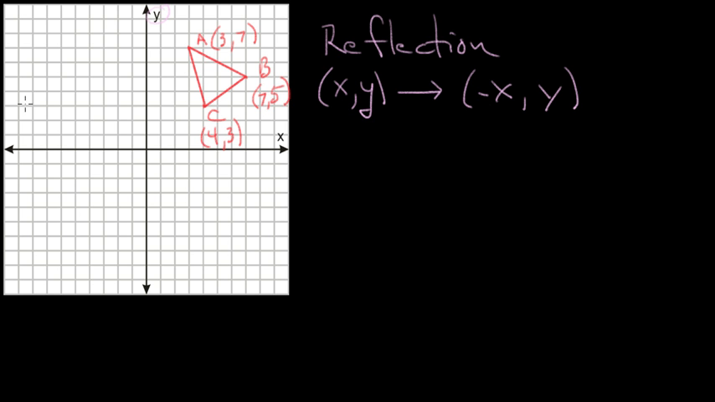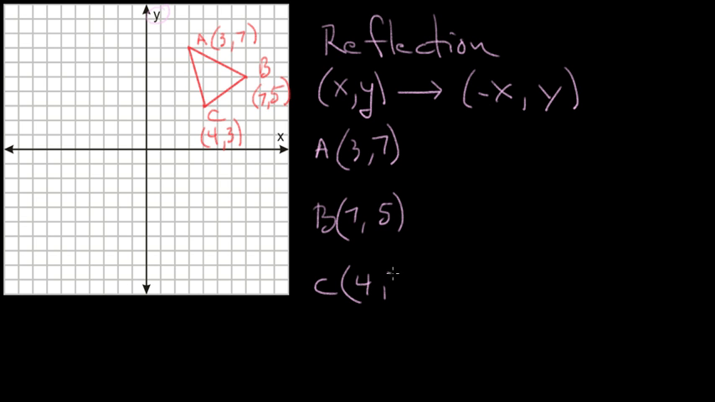These are the colors I'm working with. Okay. So point A is 3, 7. B is 7, 5. And C is 4, 3. And so I'm going to reflect each one of these according to what I see here. Look at what it tells me to do. It says for every x, make it a negative x. So x is 3, make it a negative 3. Y stays the same. If it was 7 here, it's 7 over here.